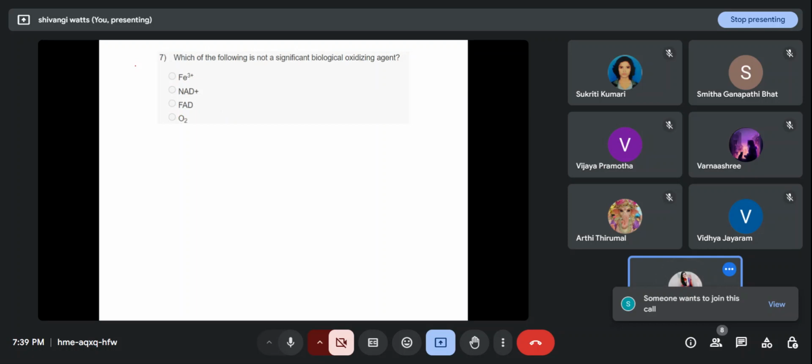So the next question is, which of the following is not a significant biological oxidizing agent? So what do you mean by oxidizing agent? So oxidizing agent is the agent which reduces itself and oxidizes others. So which will oxidize others.